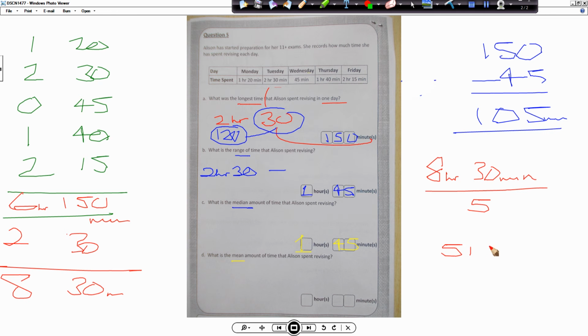The bus stop method. That's easy. So that means each one is going to be 102 minutes, because the mean is added all up divided by 5. 102 minutes. You can't give it 102 minutes. You've got to give it in hours and minutes, which is going to give you what? 1 hour and 42 minutes. That's the end of the test. Well done, folks.